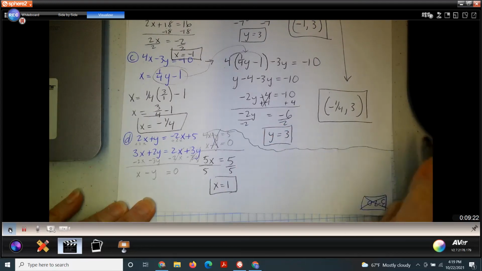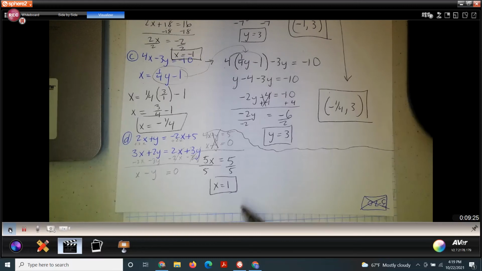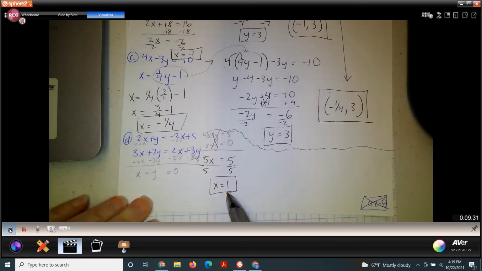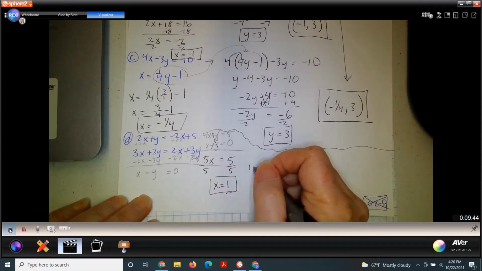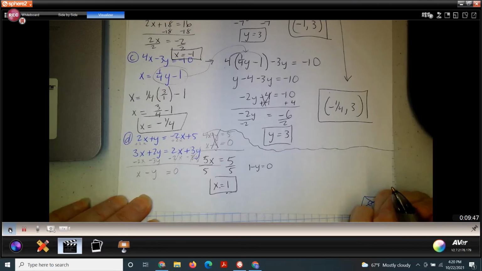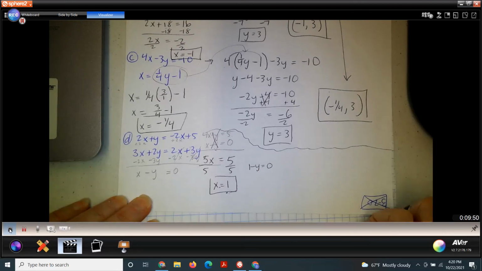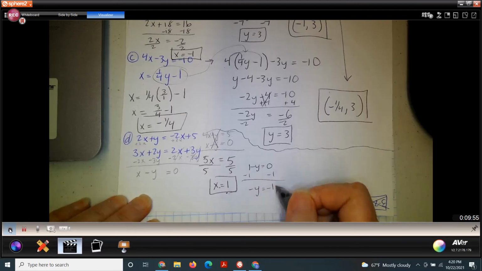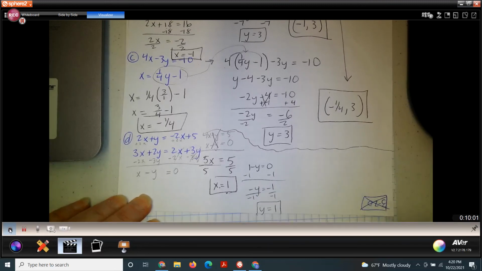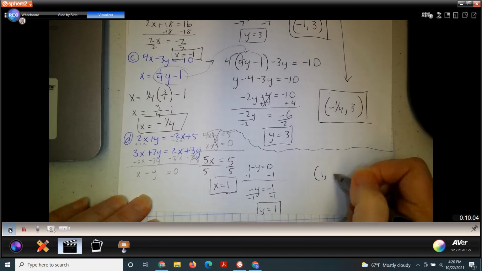So now I've done all this work and made a giant mess. Got x equals 1. So I can plug the x equals 1 in and find out what y is. I think I could plug it in right here where I have x minus y equals 0. So if x is 1, I'd have 1 minus y equals 0. So I think y's got to be 1. And if I wanted to solve it, I could subtract 1 on both sides and divide by negative 1, and I have y equals 1. Okay, so 1 comma 1.